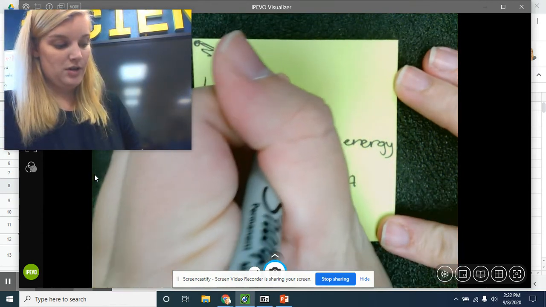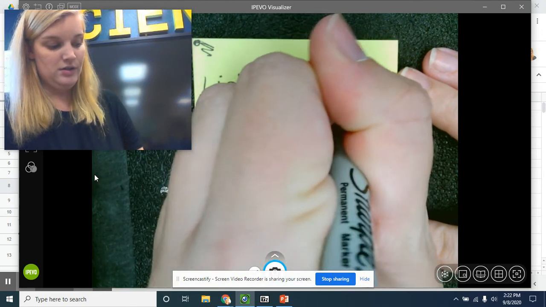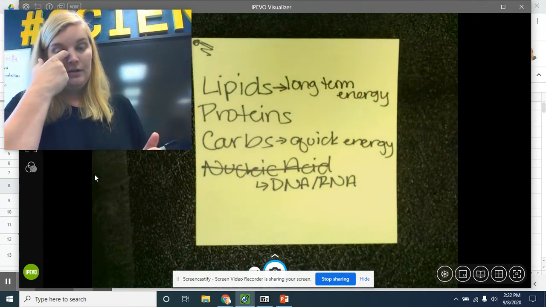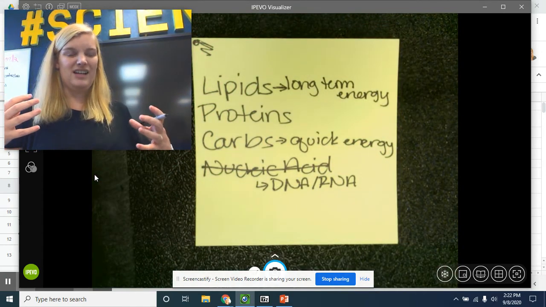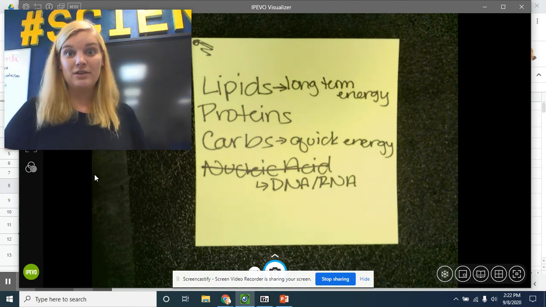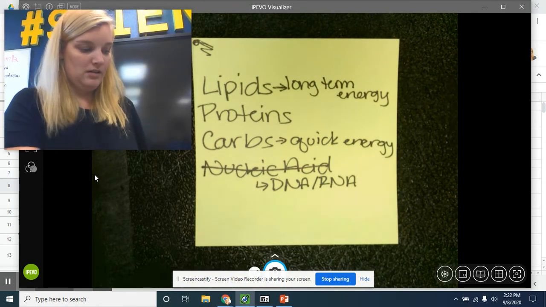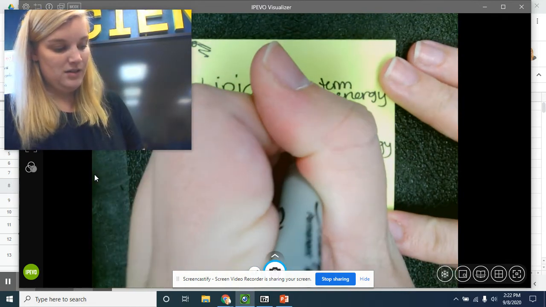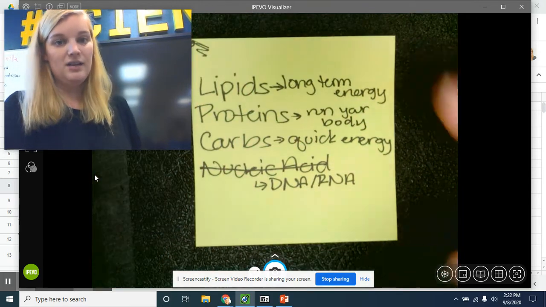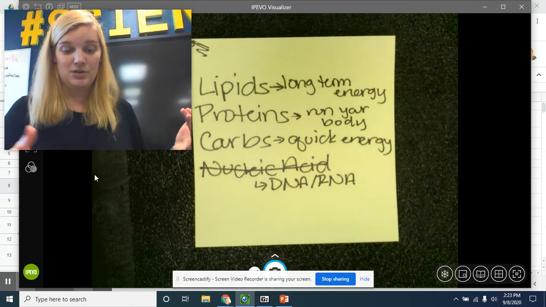Then, if there's no carbs for it to access, we use lipids. So these are long-term energy storage. And your lipids, I kind of think of it as like a scuba diver swimming through jello. Like it takes a little bit more effort, but the energy is still there to be collected. Then proteins, they run your body. So we try really hard not to use proteins for energy unless there is literally no other option.